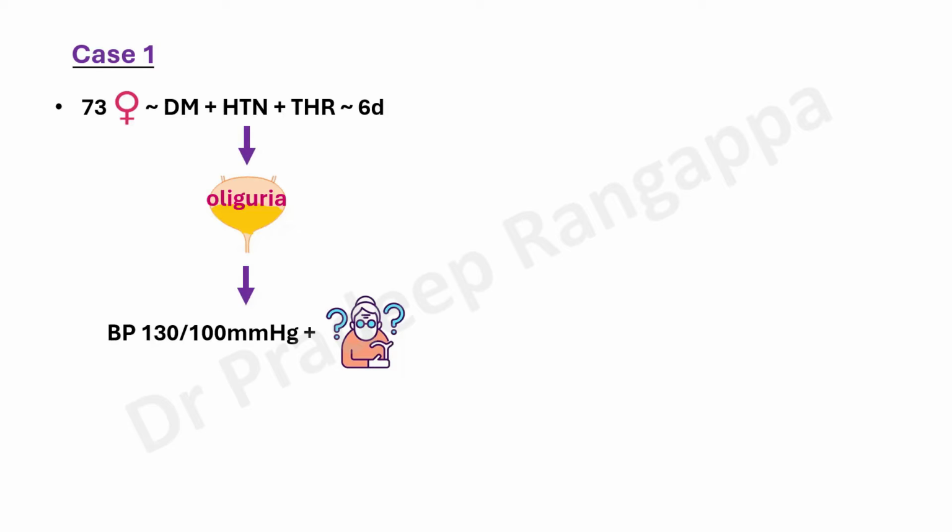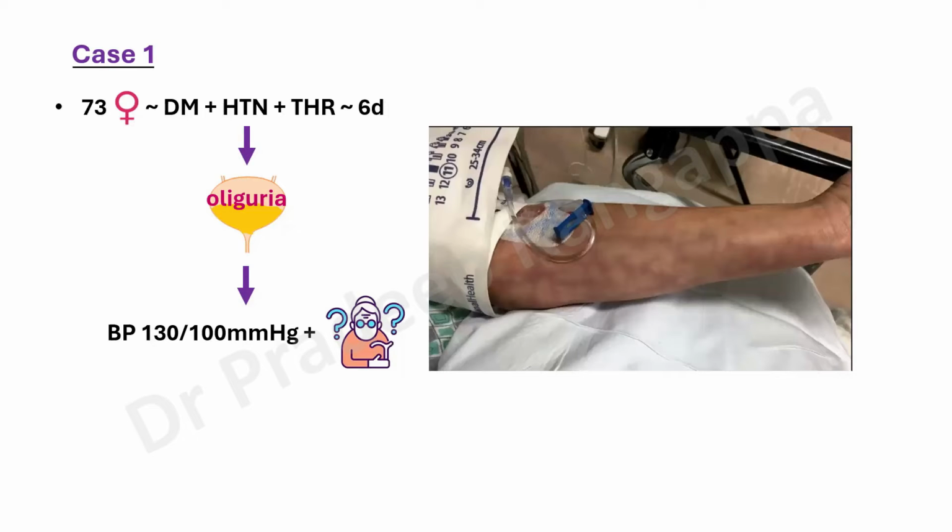So oliguria is there, but blood pressure, as you see, appears normal. The patient is confused and had a total hip replacement. And when you examine, this patient has mottling of the skin. So the question one needs to ask oneself is, is this patient in shock or is it a non-shock condition? This is where I want the audience to have clarity.